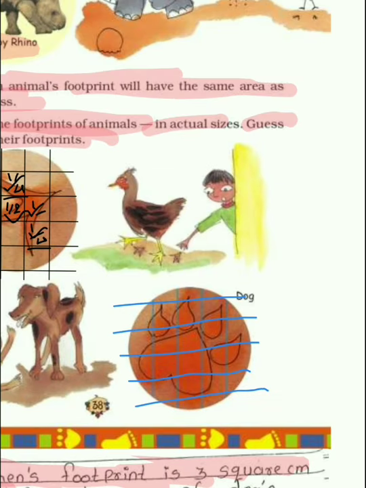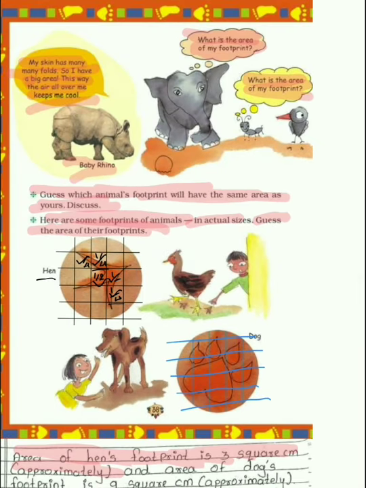So now we have to do total of it. 1, 2, 3, 4, 5, 6, 7, 8 and half 9. Okay. So we can say that approximately its area, whose area? Footprint of dog is 9 square centimeter. So we will write here area of dog's footprint is 9 square centimeter. But again, approximately. We are not sure about it.